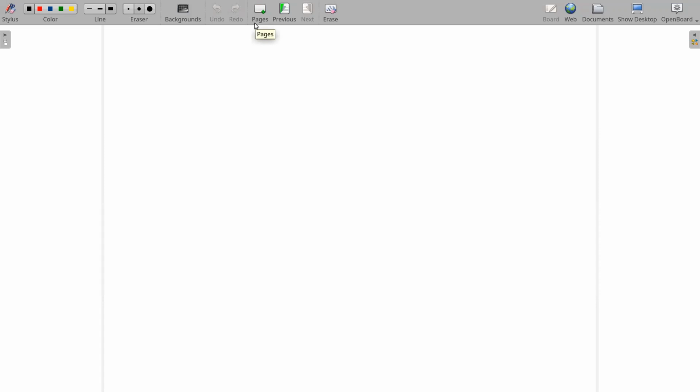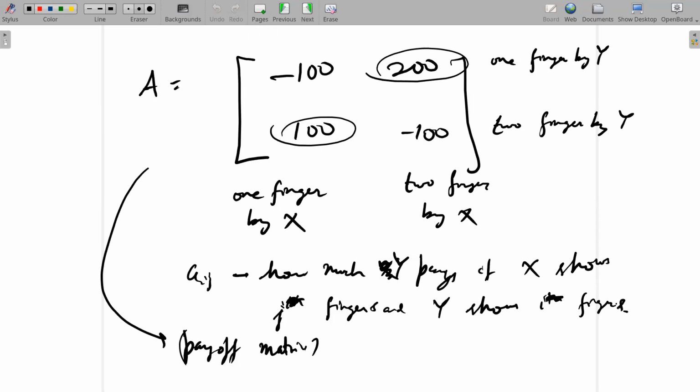Now they have to make a strategy to win as much money as possible. They'll be playing this game over and over again, and they both want to make as much money as possible. So typically in a game, it's going to be a dynamic game.